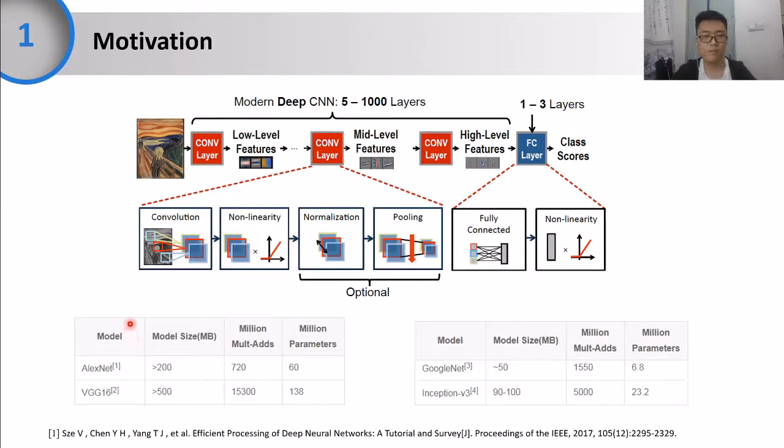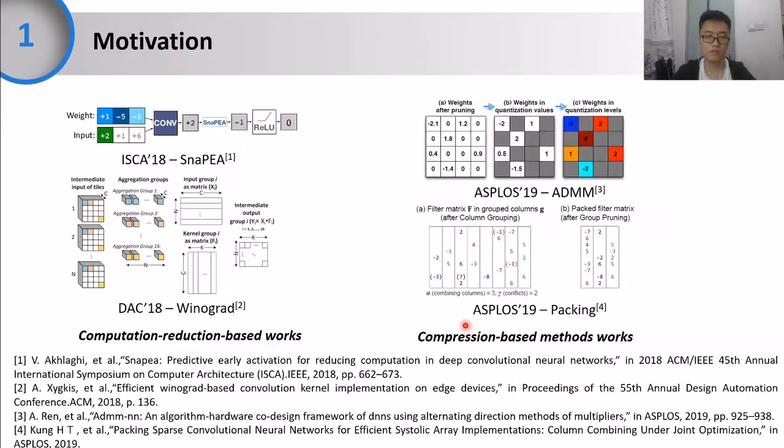Nowadays, mainstream CNNs are formed of different kinds of convolutional layers and fully connected layers. In this way, billions of MACs and parameters are required. This is intolerable for many platforms, especially for power-intensive platforms such as embedded platforms. So to tackle these problems, many great works have been proposed.